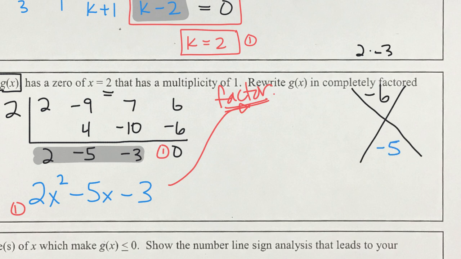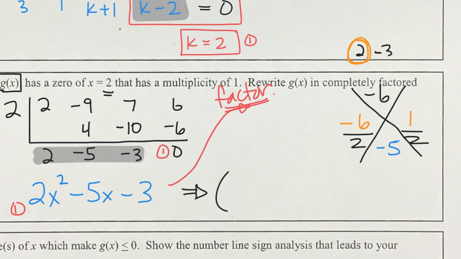Hopefully you know those numbers are -6 and 1. -6 times 1 is -6. -6 plus 1 is -5. But because you multiply by 2, we have to divide both of these numbers by 2.